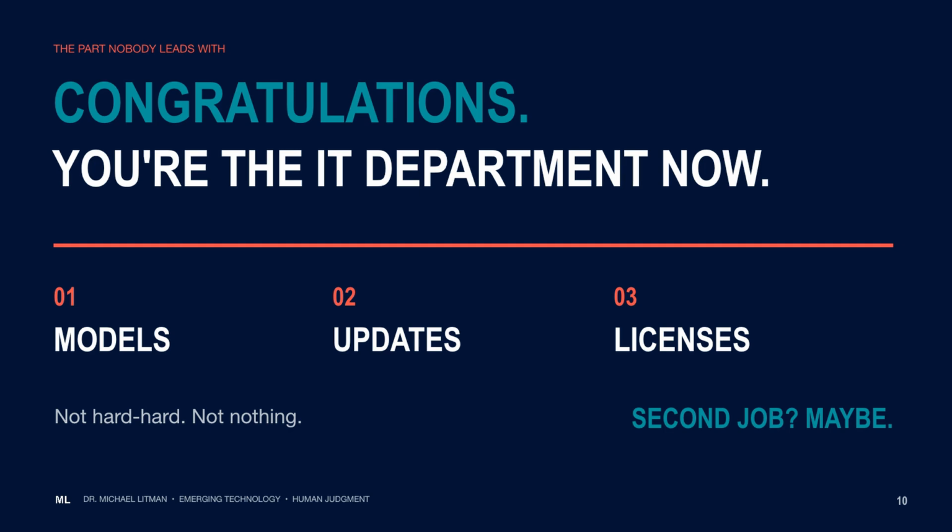Third, and nobody tells you this part. When you run locally, congratulations, you're the IT department now. You're downloading models, managing updates, figuring out why it's slow, checking licenses. Because yes, open models come with licenses, and some of them have actual restrictions on commercial use. So read the thing before you build a business on it. It's operational burden. It's not hard, but it's not nothing. And frankly, some people discover they do not want a second job.